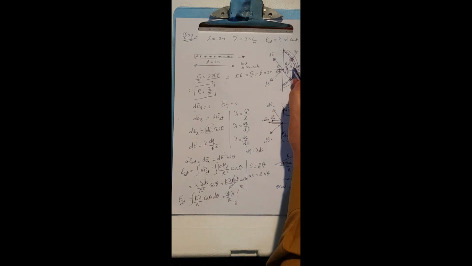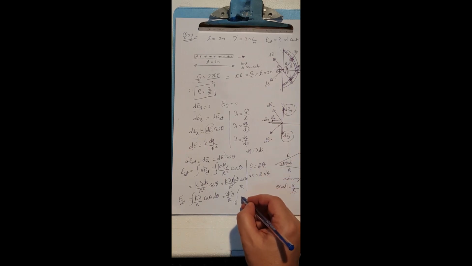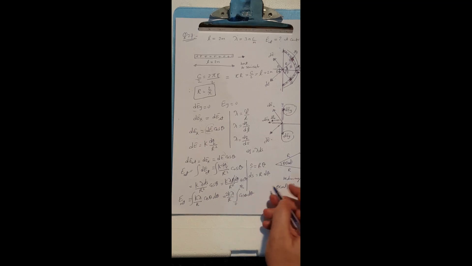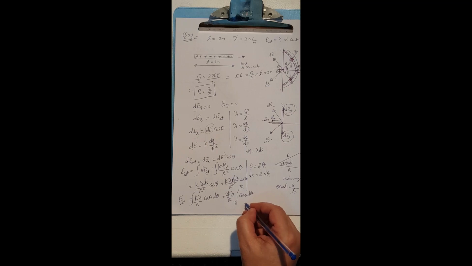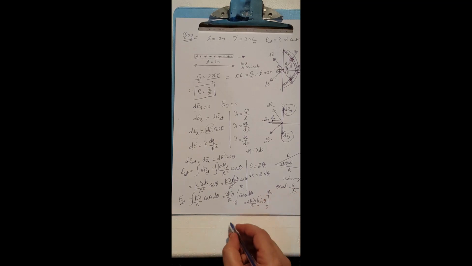The 2 is for angle, cosine theta d theta. Now the integration of cosine theta d theta is sine theta. So we'll have 2k lambda over r sine theta, and the limit from 0 to pi over 2. Now the integration here is finished.